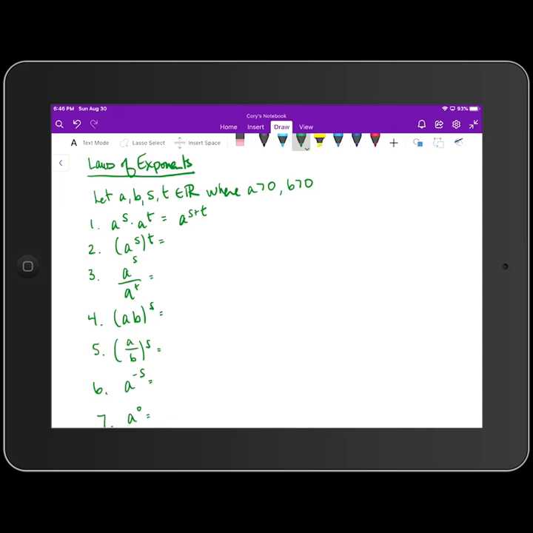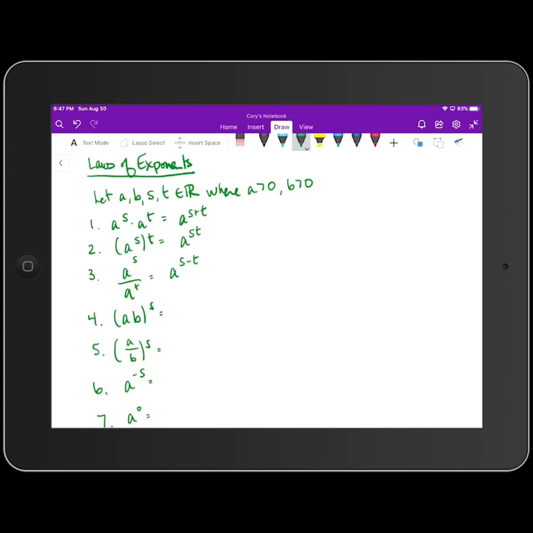All right, law number 2 says if we have A to the S power, which we're raising to the T power, so if we have a power raised to a power, in this particular case, we are going to multiply the exponent. So that's going to be equivalent to A raised to the S times T power. Okay, if we have A raised to the S power divided by A raised to the T power, so if we're dividing two exponents that share the same base, that's going to be equal to A raised to the power of S minus T.